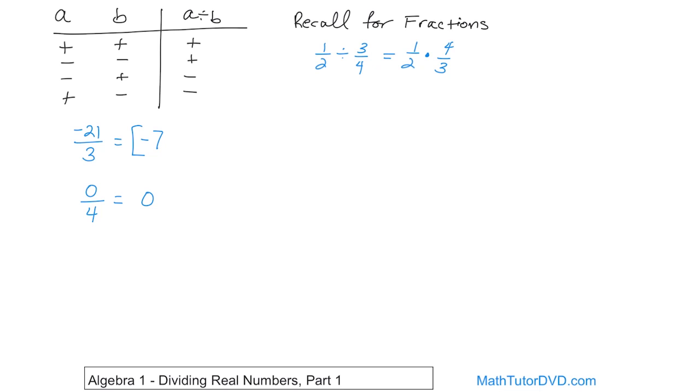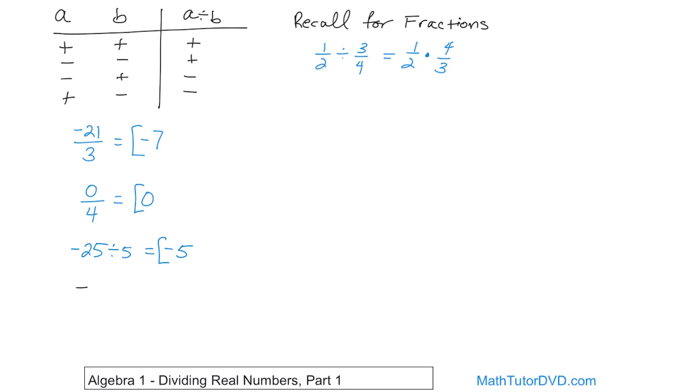What if you had something like negative 25 divided by 5? So you have a negative number divided by a positive number. First you divide the numbers. 25 divided by 5 is 5. Negative divided by positive, since they're opposite signs, gives you negative 5. So that's the answer there.